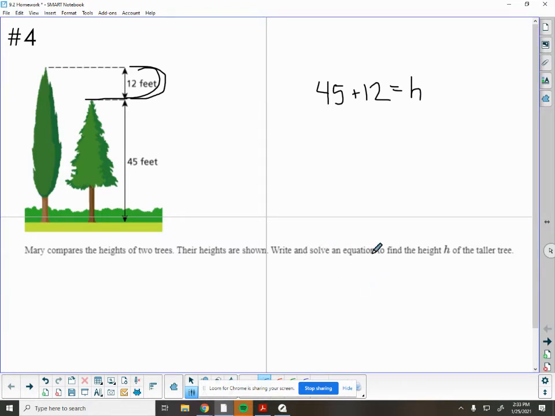When we're writing an equation, it should have this variable. We don't have to solve it. Then it asks us to solve it. So now we can add these up to see what h is.